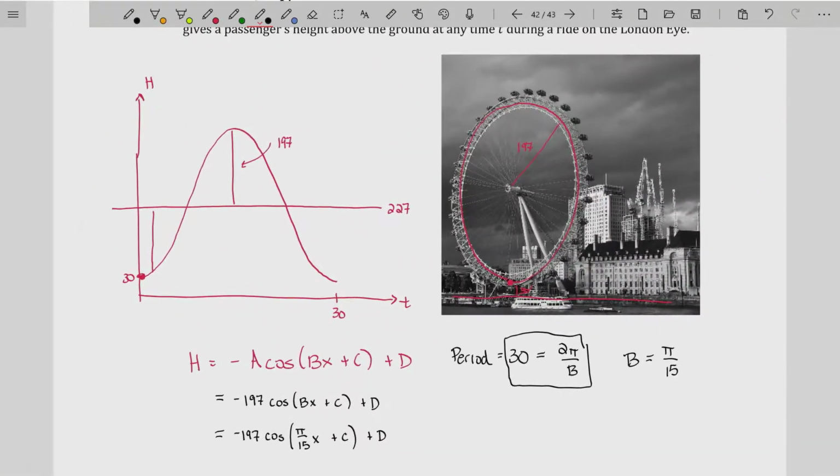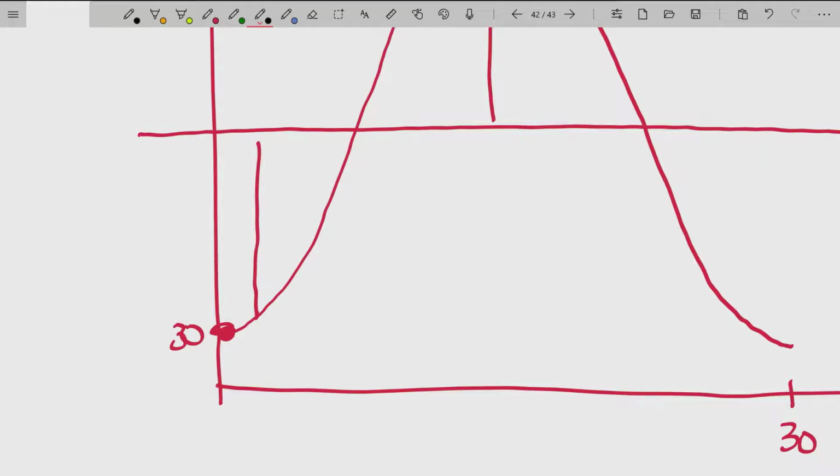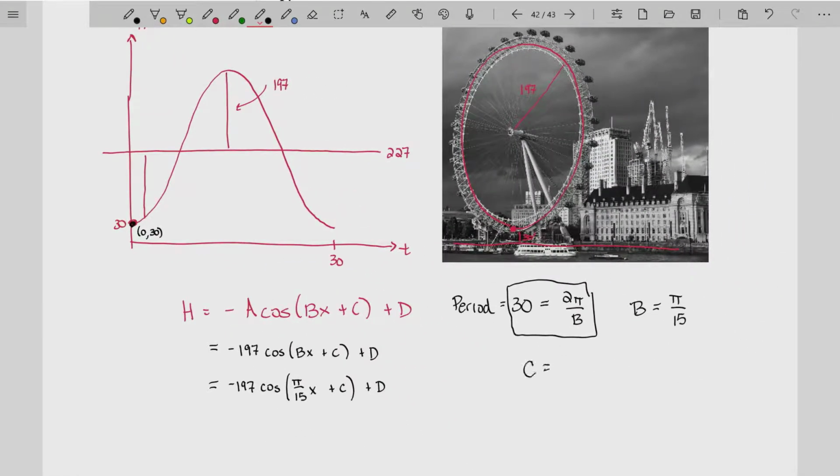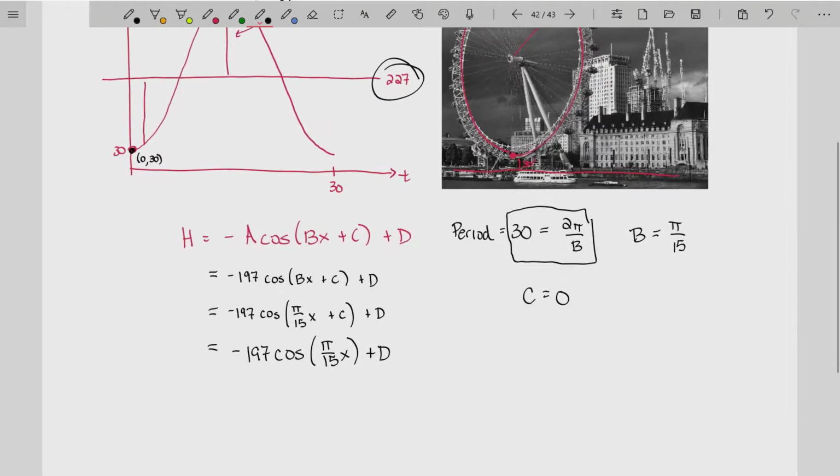Notice this cosine curve is not shifted left or right. Its initial point here is at 0, 30. So, since it hasn't been shifted, c is 0. There's no horizontal shift. So we have negative 197 cosine of pi over 15 x plus d. And d is just our midline shift, which is 227. So let's go ahead and write that in. Negative 197 cosine of pi over 15 x plus 227.